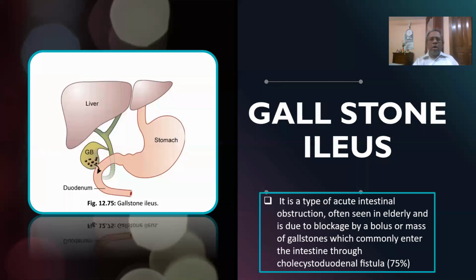After 6 weeks or 8 weeks, you go for the cholecystectomy. So it is a very important thing. It is a gallstone ileus. Always remember it. Look, there is a gallbladder.